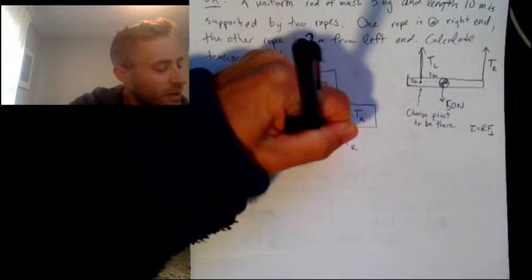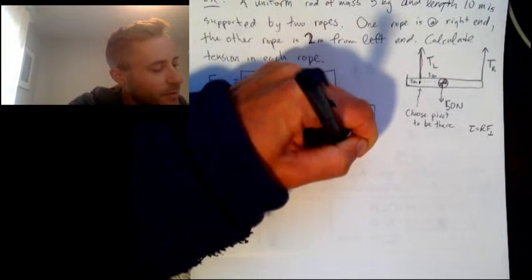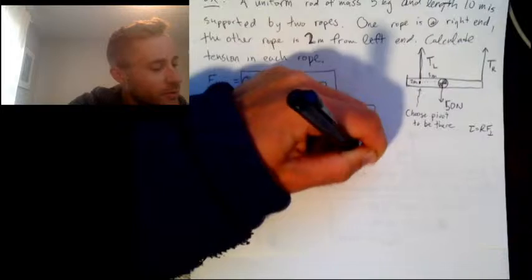So that says that the tension in the right rope is 18.75 newtons.